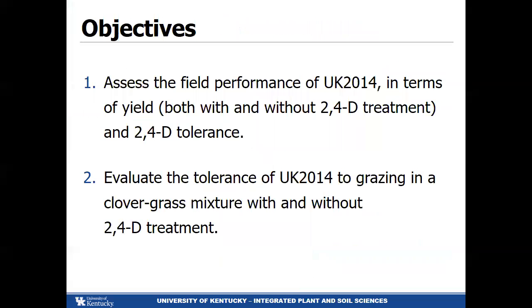Thinking of that, we aim to move to the next step, which is to test this novel line in the field. To do that, we're approaching it with two different objectives. The first one is to assess the field performance of UK 2014 in terms of yield with and without 2,4-D treatment. The second objective is to evaluate a more realistic situation, which would be the clover-grass mixture under grazing. So we aim to evaluate the tolerance of this novel line to grazing in the clover-grass mixture with and without the 2,4-D treatments.